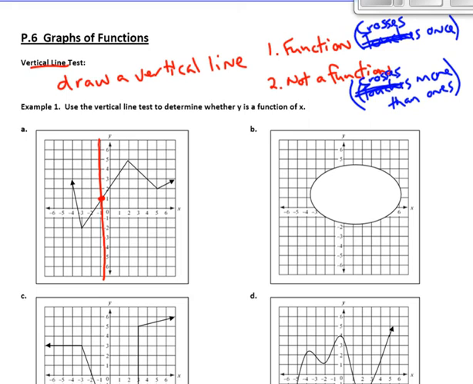And so if I were to take this line and move it to the left or to the right, it's only going to touch that graph in one place. It's not the same place, but it touches it only in one place. And so this is going to be a function.